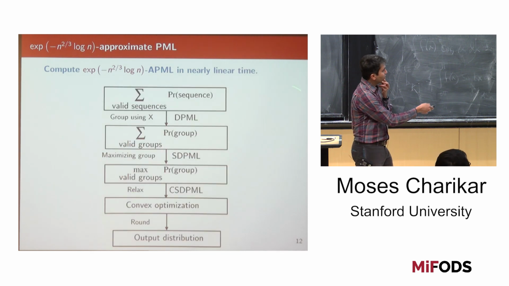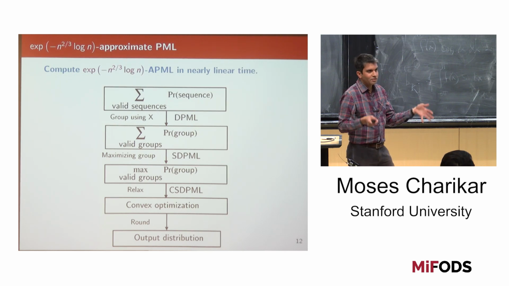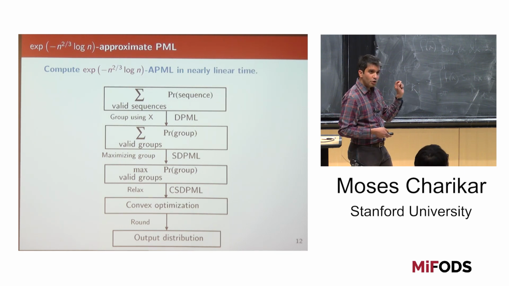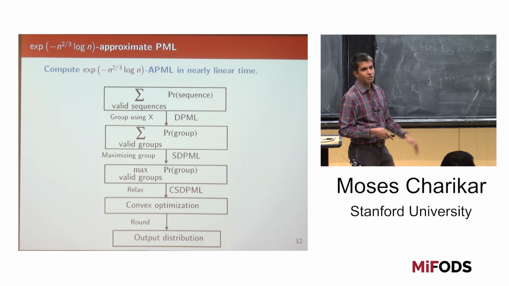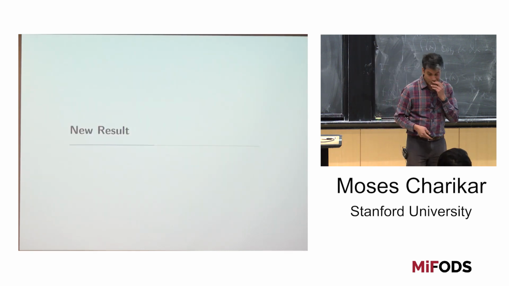Initially, our objective function was the sum of probabilities of everything. We grouped these terms into groups exactly by this bipartite graph that I mentioned. Then we looked at the maximizing group, one term. For this maximizing group, we wrote down a convex relaxation, solved it, and we rounded it. That's how our algorithm worked. I'm skipping over lots of details.